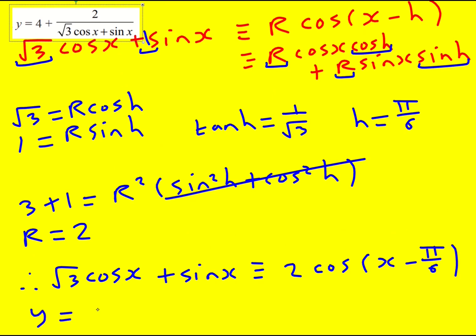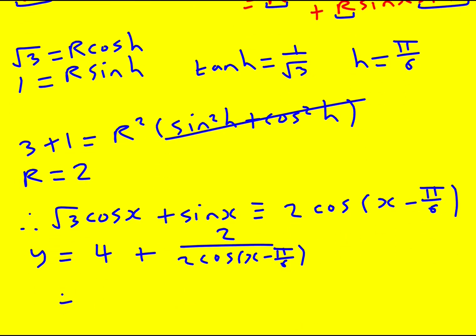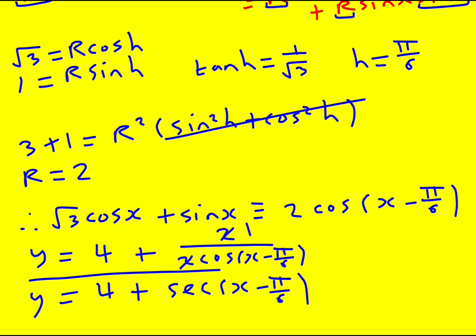And y is going to equal 4 plus 2 over 2 cos of x minus pi over 6, which I can write as 4. Now these twos are going to cancel, so I'm just going to get sec of x minus pi over 6. That's a much neater way of writing that formula or that function.